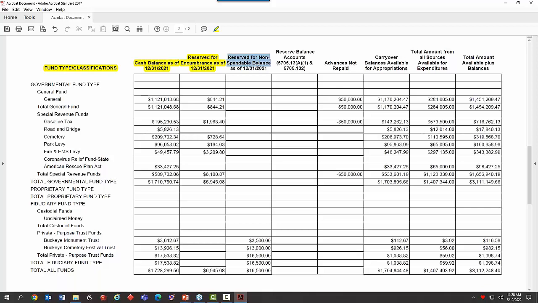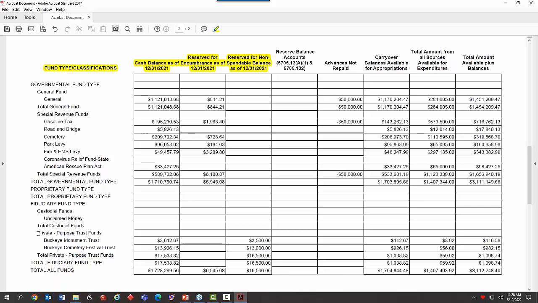The non-spendable balance column represents money that is not spendable. So my example of non-spendable balance is 2 private purpose trust funds we have. And I know a lot of townships with cemeteries have cemetery bequest funds.